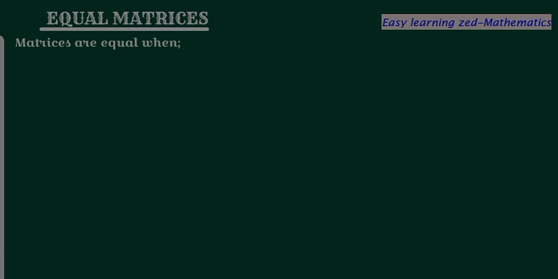Matrices are equal when, one, they have the same number of elements. Okay, that is one factor that determines whether the matrices are equal or not. They can be 2, 3, or 4. You can compare as many as you want, but one factor you should check between the matrices is whether they have the same number of elements in them.